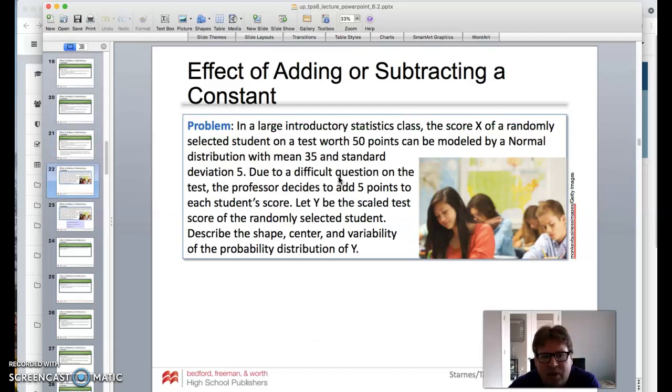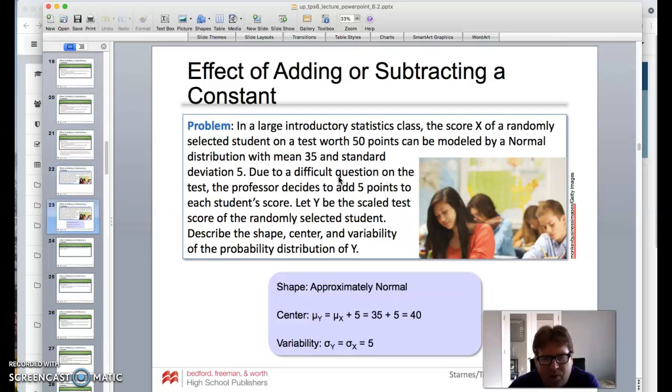In a large introductory statistics class, the score X of a randomly selected student on a test worth 50 points can be modeled by a normal distribution. The mean is 35, and the standard deviation is 5. Due to a difficult question on the test, the professor decides to add 5 points to each student's score. Let Y be the scaled test score of the randomly selected student. Describe the shape, center, and variability of the probability distribution of Y.